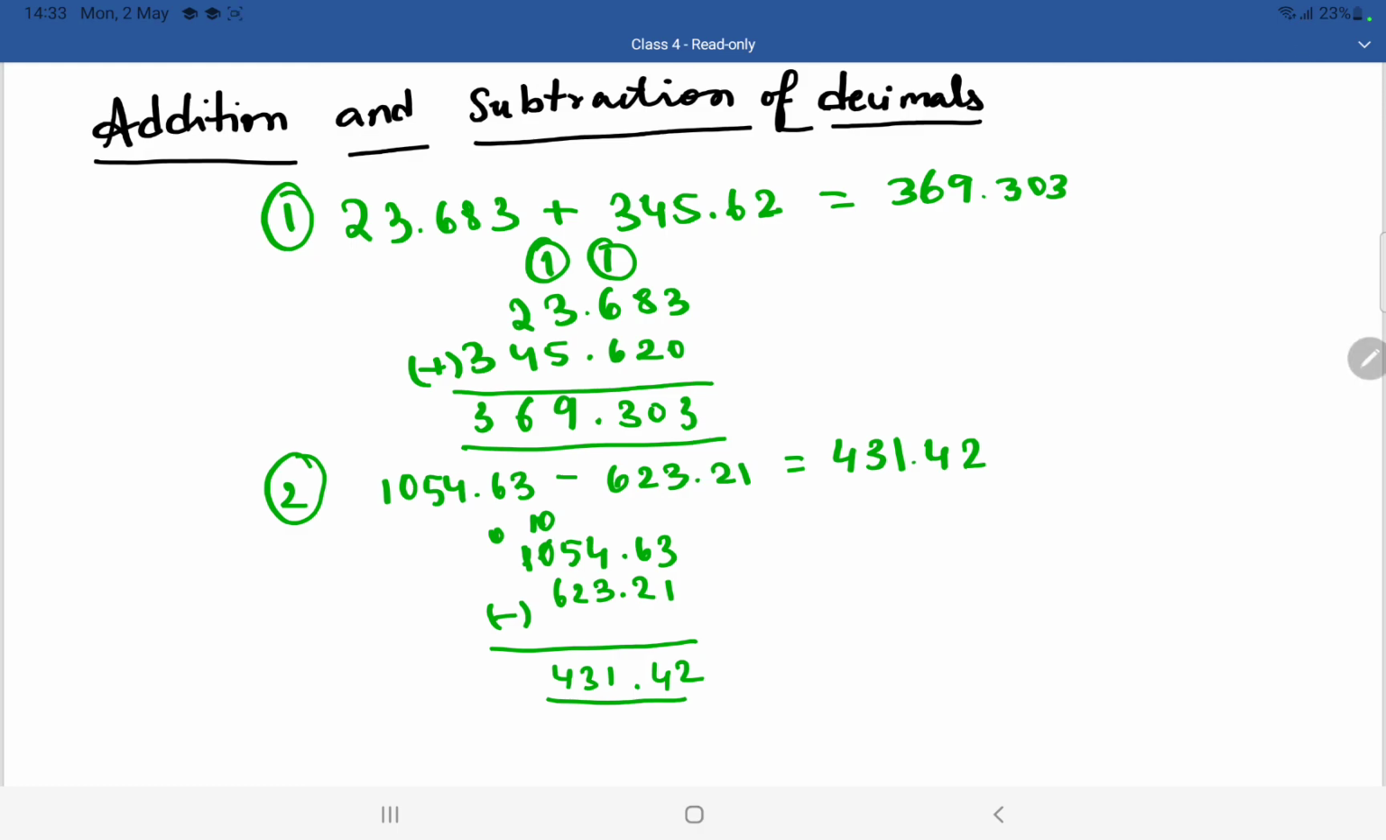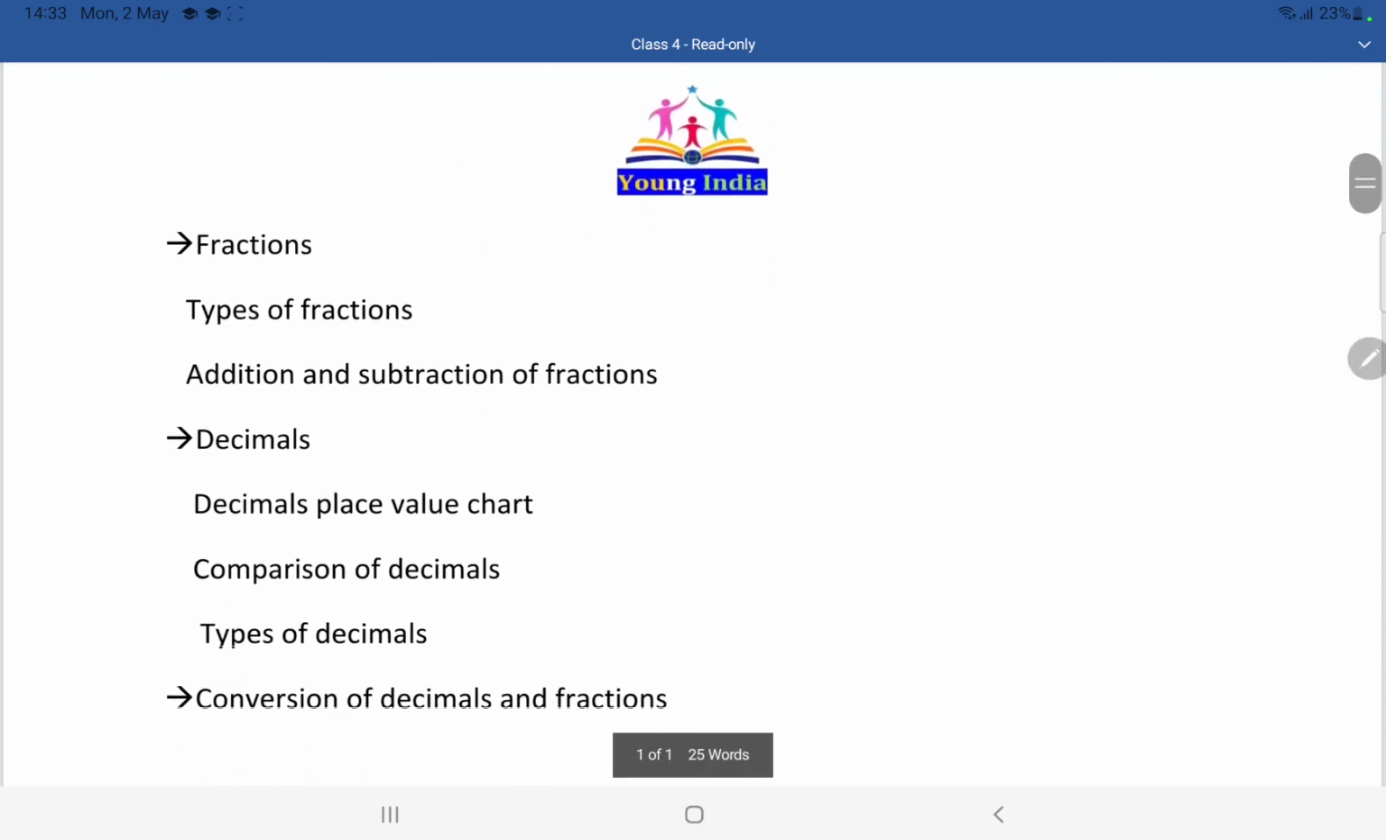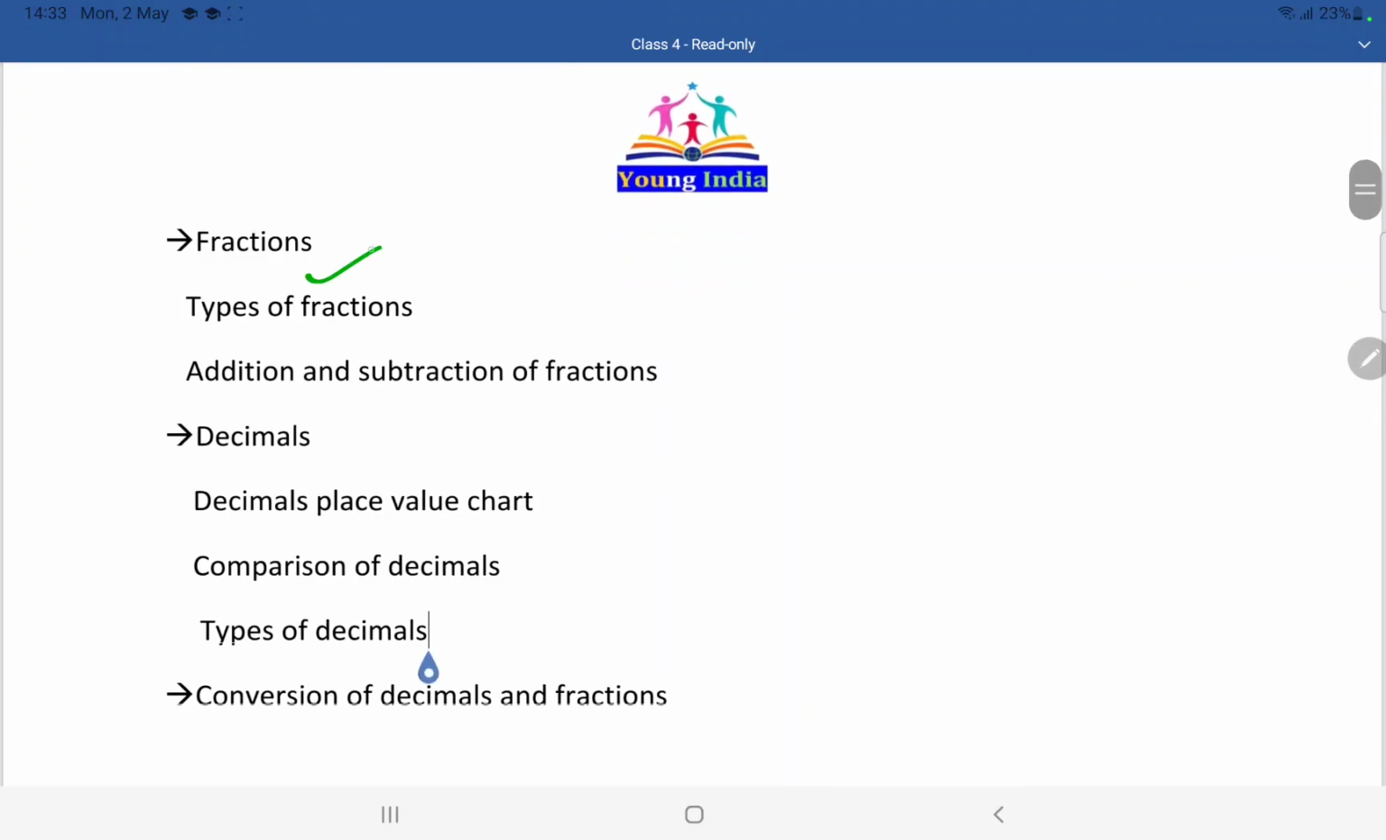Okay. So that's all for today's class, children. In this class we have covered fractions, their types, addition and subtraction of fractions, decimals, the decimal place value chart, comparison, how to compare the decimals, and the types of decimals. Also we have seen how to convert fractions into decimals, and we have also seen the addition and subtraction of decimals.